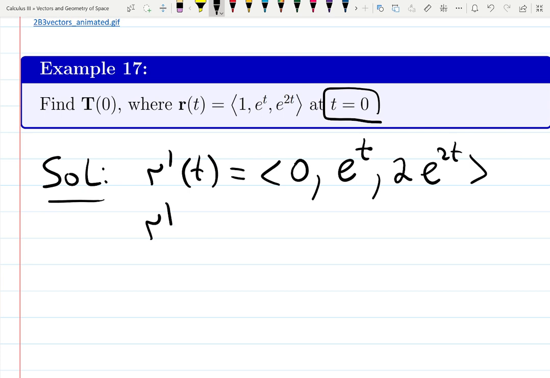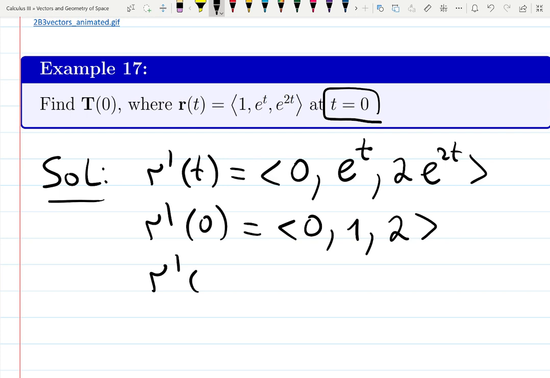So let's find the derivative at 0. 0, e to the 0 is 1. e to the 0 is 1, but times 2 gives you 2. So that is my r prime at 0. Now we want to find the size of this vector. So that's magnitude. Magnitude has something to do with the square root.